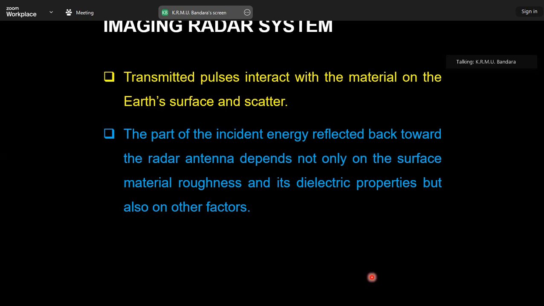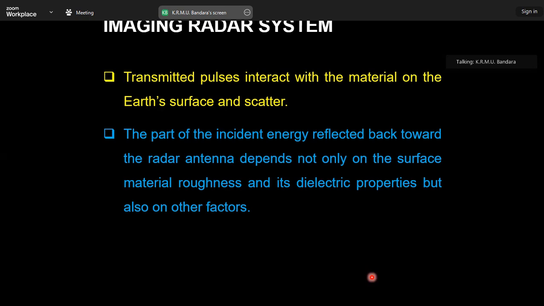If the surface is smooth, like a mirror, the signal touching the ground is reflected away from the antenna. No reflection goes to the antenna because it is like a mirror. This is the smooth surface. If it is rough, it scatters in different directions. What goes back to the antenna is called the backscatter.